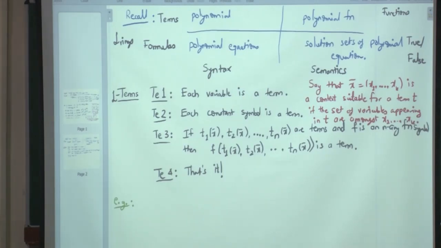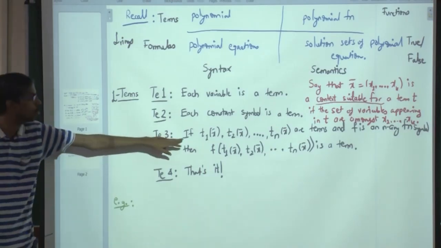So, for example, I can say that x square minus y square is a polynomial in variables x, y and z. It makes sense? When I say it is a polynomial in x, it does not always mean that x has to be present. Yeah, it can avoid that. So x bar is a context suitable for a term. Any questions about this now?